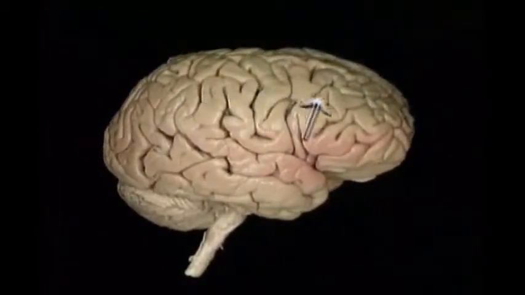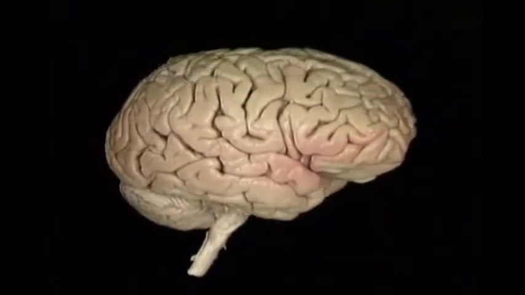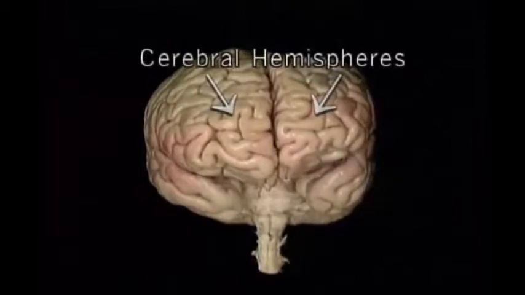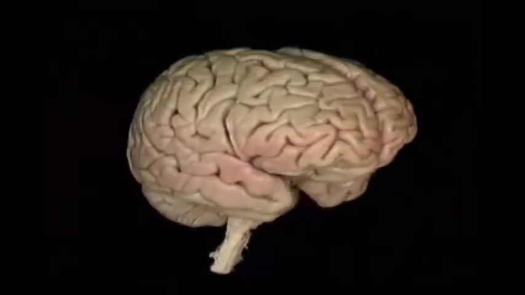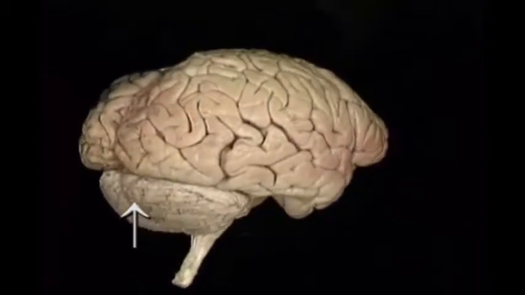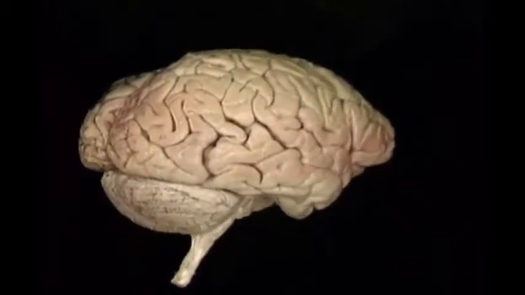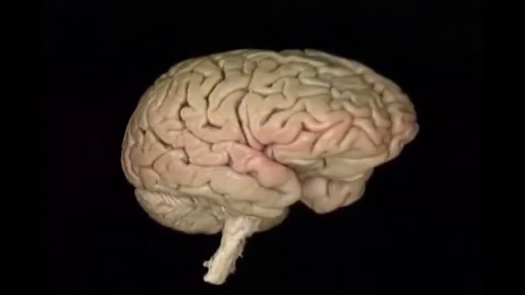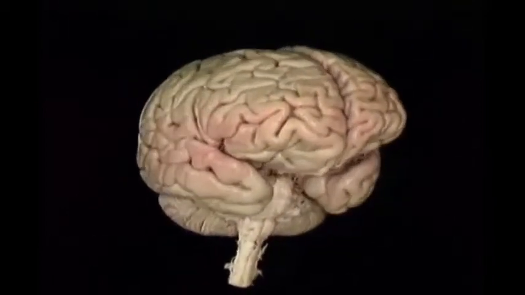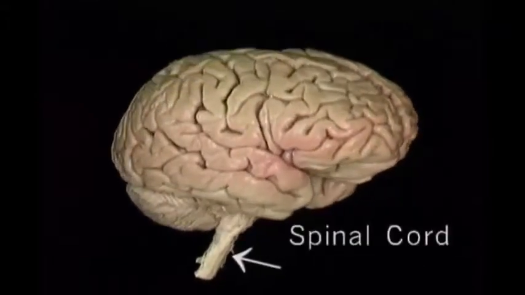Much the largest part of the brain is the cerebrum. The cerebrum is partly divided in the midline into two cerebral hemispheres. Below the cerebrum, and separate from it, is the smaller cerebellum. The cerebrum and the cerebellum both grow out of the brainstem. The brainstem becomes continuous below with the spinal cord.